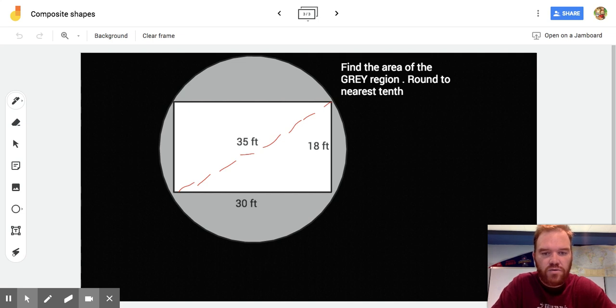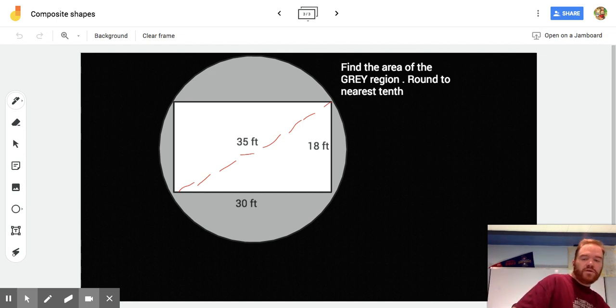All right, guys, so here we're working on inscribed figures. This is where we have a shape inside a shape, and we're trying to find the area of the gray region. We're going to round our answers to the nearest tenth in this one.